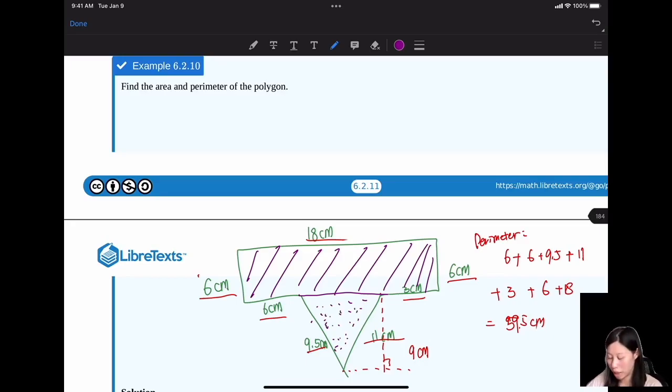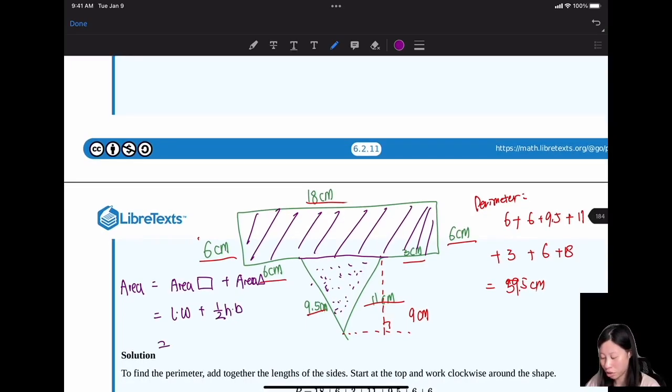So we know that the area is equal to the area of a rectangle plus the area of a triangle. For the area of a rectangle, we know that it's equal to the length times the width. And the area of a triangle is equal to 1/2 the height times the base.